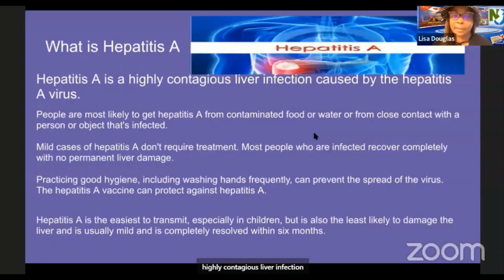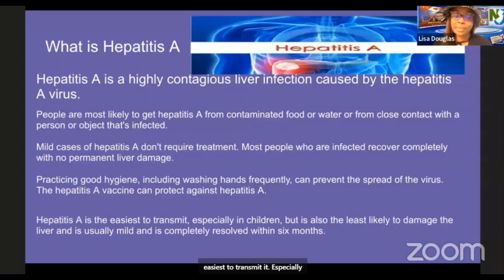Hepatitis A is a highly contagious liver infection caused by the hepatitis A virus. People are most likely to get hepatitis A from contaminated food or water, or from close contact with a person or object that is infected. Mild cases of hepatitis A don't require treatment. Most people who are infected recover completely with no permanent liver damage. Practicing good hygiene, including washing your hands frequently, can prevent the spread of the virus. Hepatitis A vaccine can protect against hepatitis A.